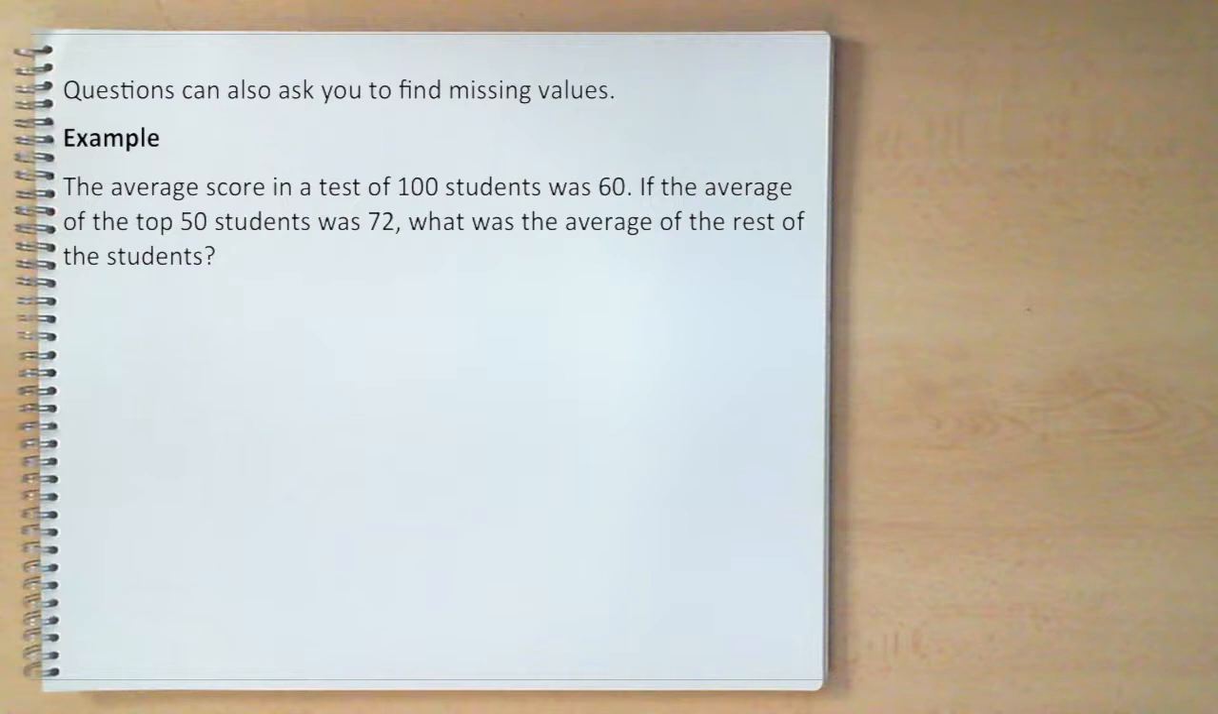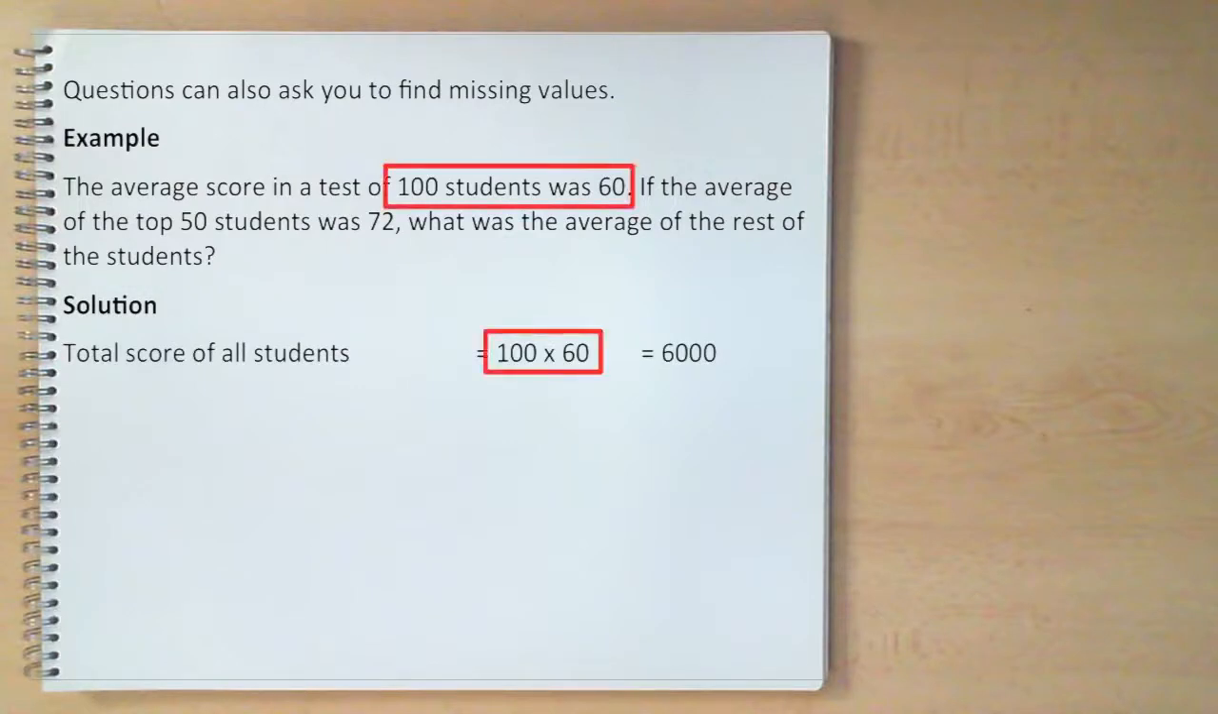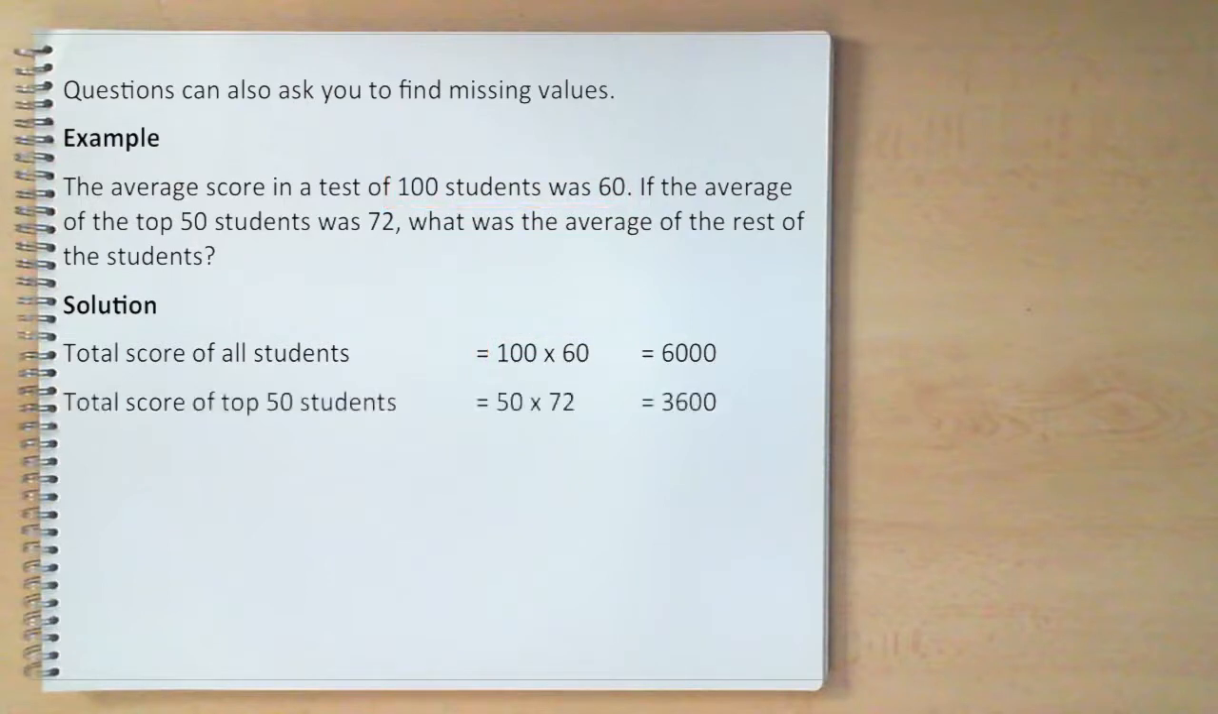So how do we find the solution to this? Well, we've got to work backwards. We've got to use the information to find out what the total score of all the students was if you add it all up together. Let's have a look at how to do that. So this is working backwards from the mean that we have of 60. The total score of all the students is 60 times the 100 students who took the test, which is 6,000. So if you added all of the scores up, you would get 6,000.